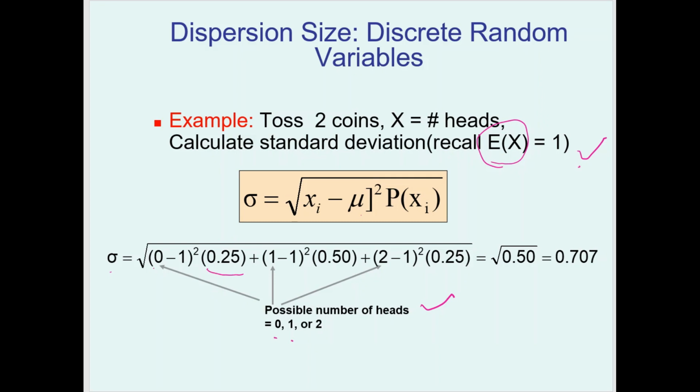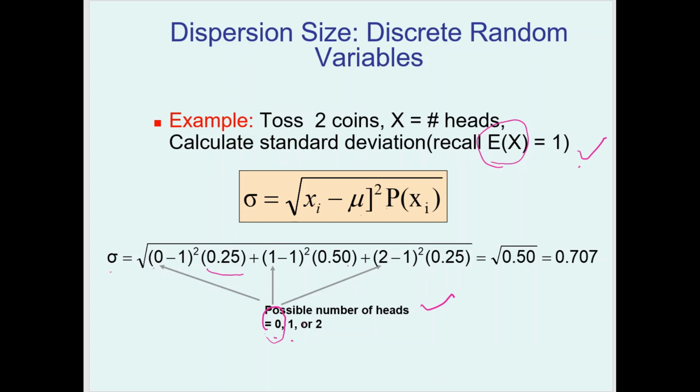Remember that for this possible number of x, 0, your P of x equals 0.25, right? So we write here 0.25. Because this is a summation of all of this equation, we plus, because we have another two possible numbers of heads here, 1 and 2. So 1 minus mu, which is 1, and again the probability of getting 1 here is 0.5. You can refer to the previous slide.